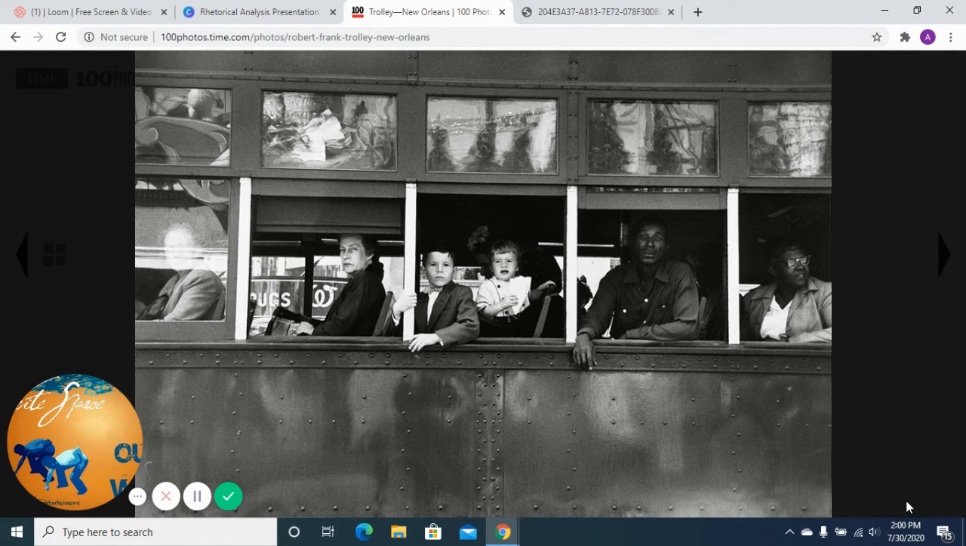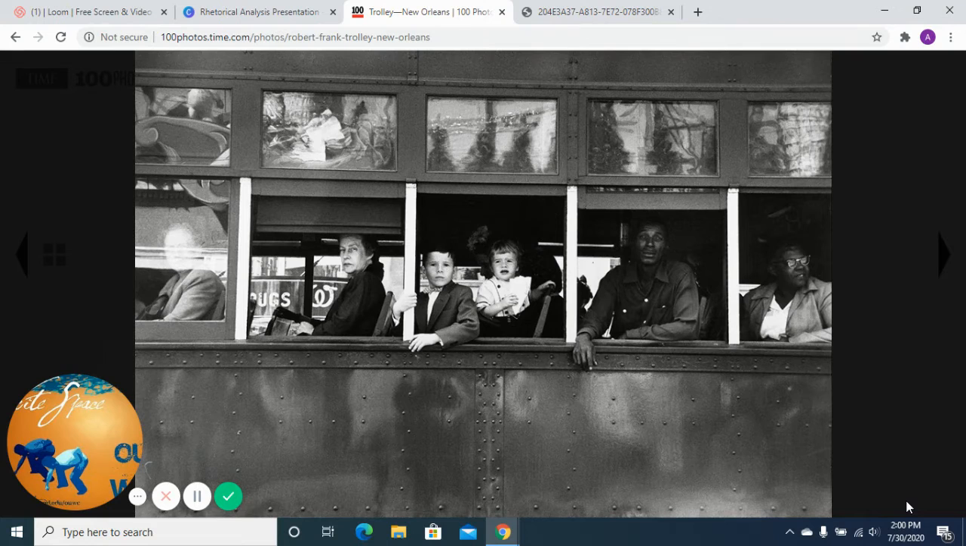So ethos. Think of the ethos of the photographer. Upon further research, you may have investigated and found out that this is a Swiss photographer, and he came to America, and this picture is part of a series that he developed because he wanted to provide and show an outsider's view of American society.